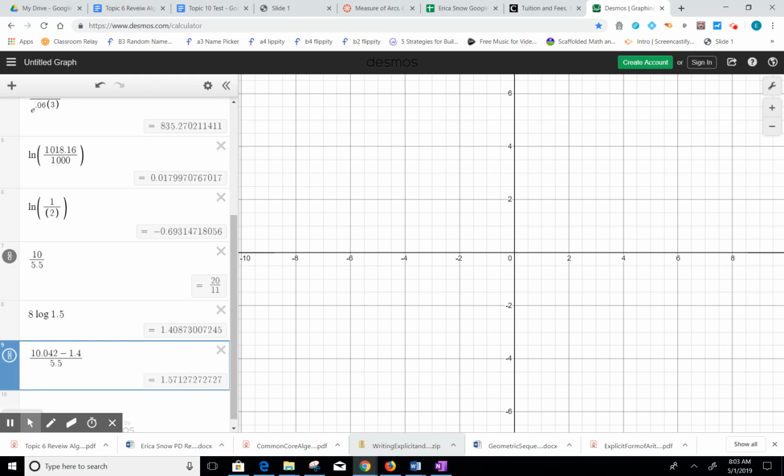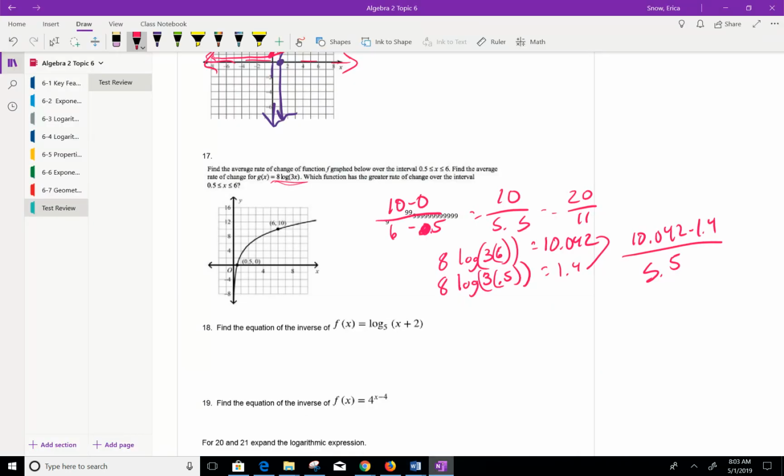And so that's 1.57. All right, so we are on to 18 now. Oh, so which one is greater? I think this one was 1.18. So our greater rate of change is on that log.